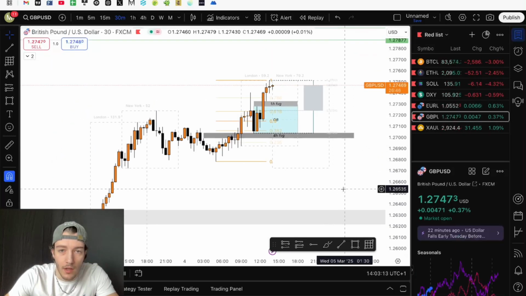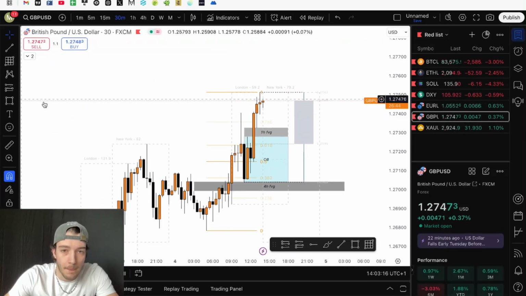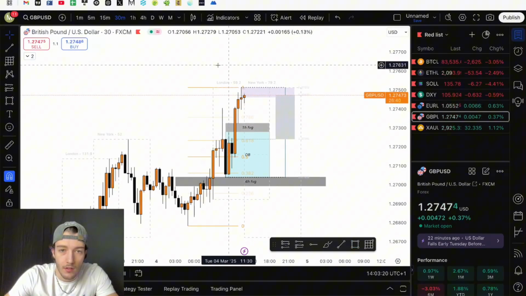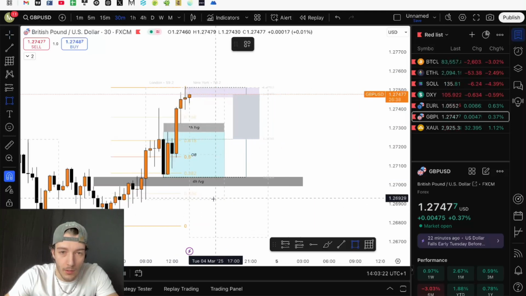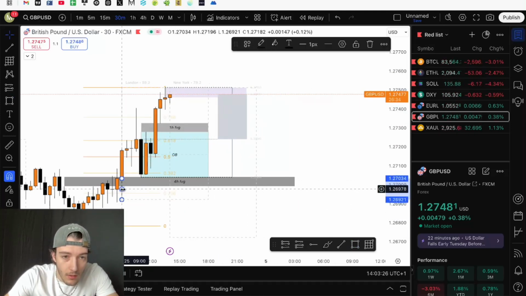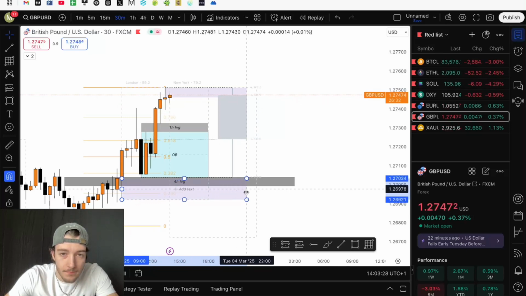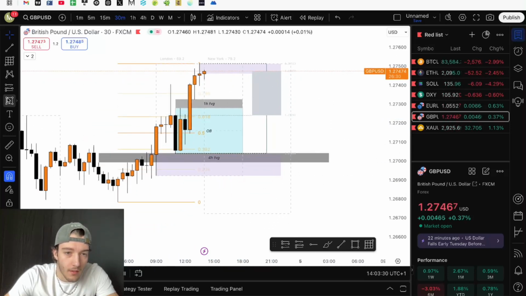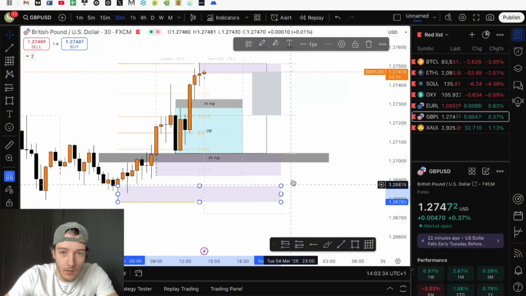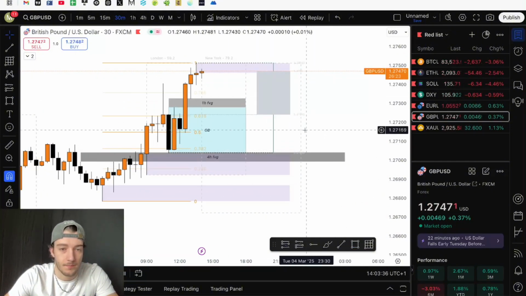On GU we have this here as our 30-minute wick area. We also have this as our London low here, and this is our Asian lows here early in the morning. Nice.